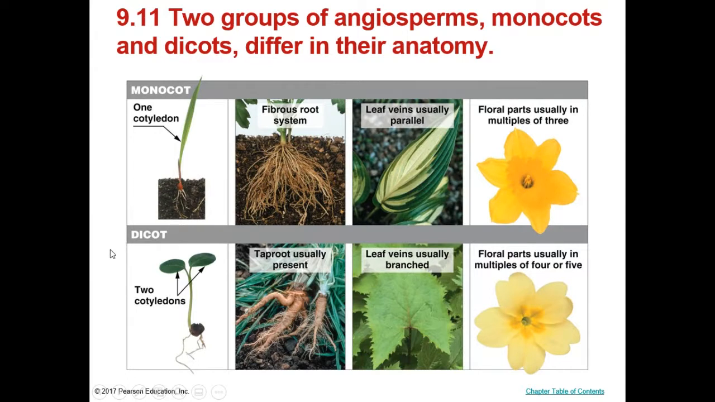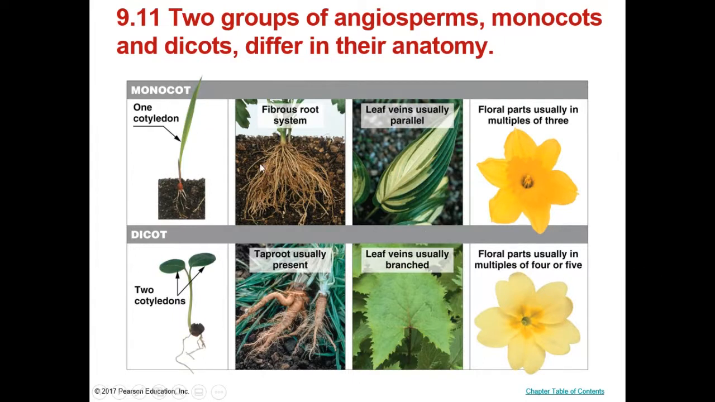So as the seeds germinate, they produce these cotyledons. Again, cotyledons. If the seed produces one single leaf as it germinates, then it's a monocot. If it produces two leaves, then it's a dicot. Depending on whether they're monocots or dicots, their anatomies are going to differ a little bit.